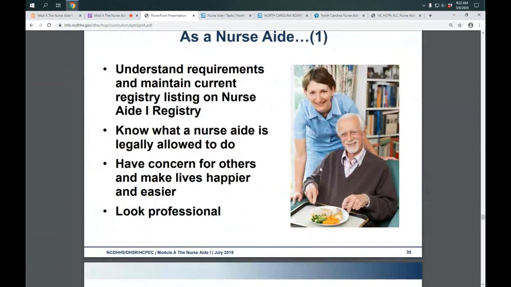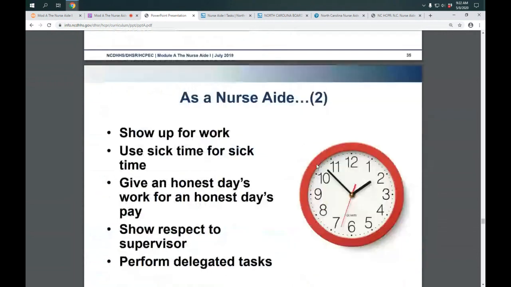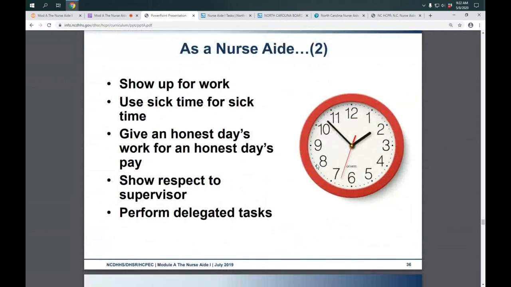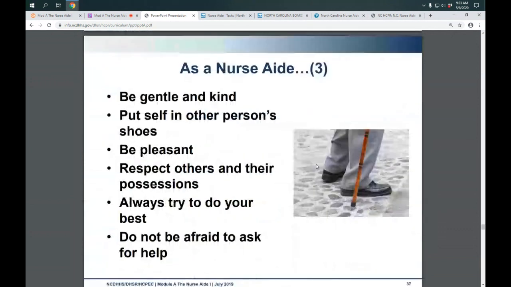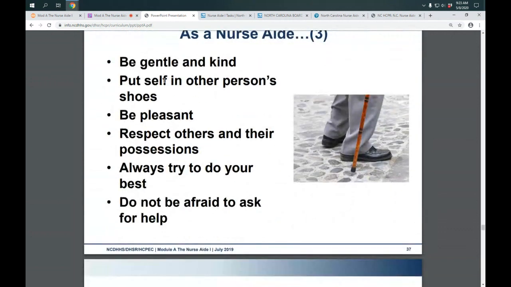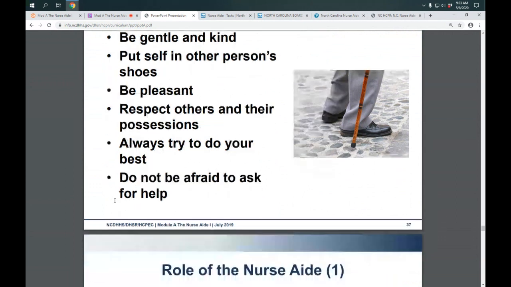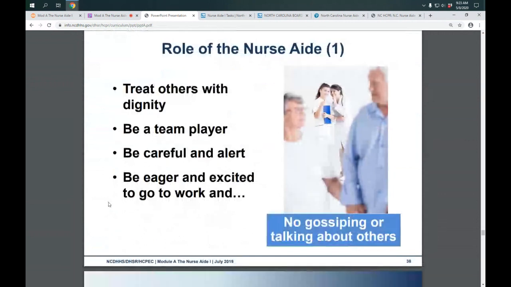All right. As a nurse aide, you need to understand the requirements. Remember what you have to do to stay on the registry, and about your grooming and your hygiene. Show up for work on time. Use sick time for sick time. Give an honest day's work for an honest day's pay. Be respectful, kind and gentle. Be empathetic, putting yourself in the other person's shoes. That's having empathy. Be pleasant and respectful. Always do your best. And oh, please, as your nurse, please don't be afraid to ask for help. That includes in the lab when I'm teaching you skills. Just say, I don't understand, show me again.